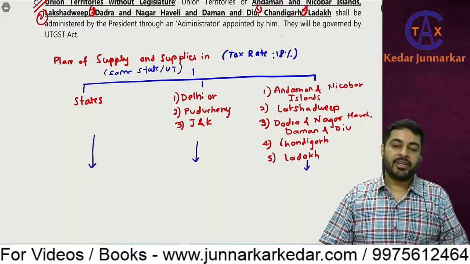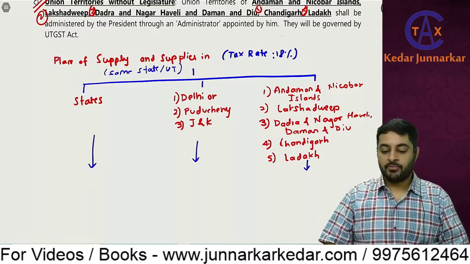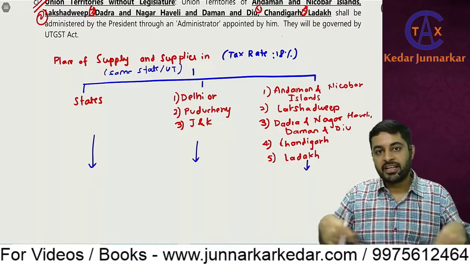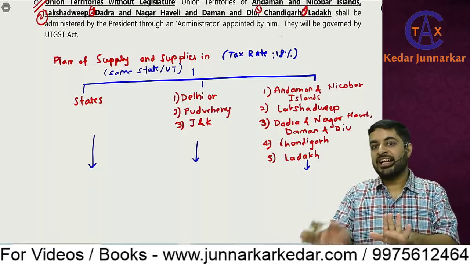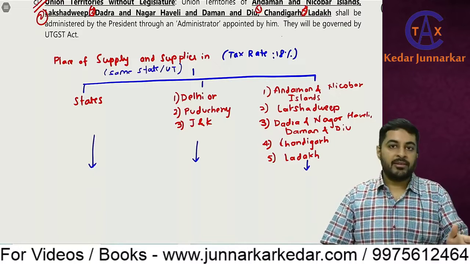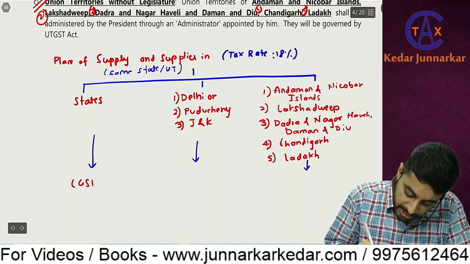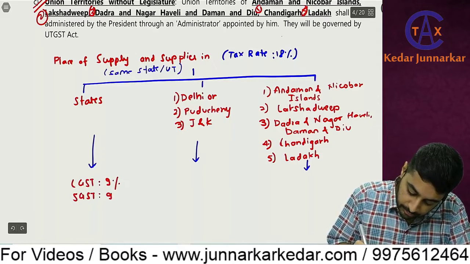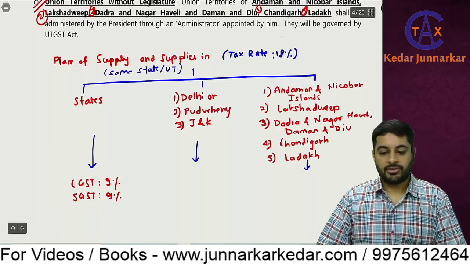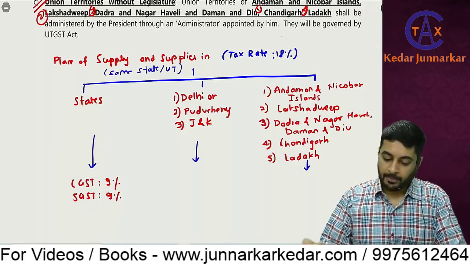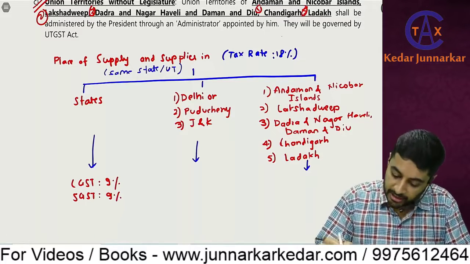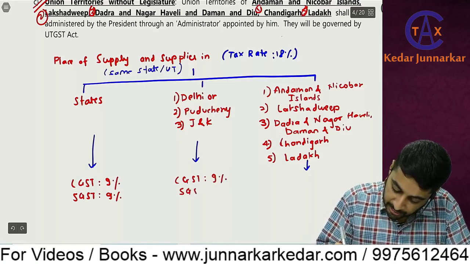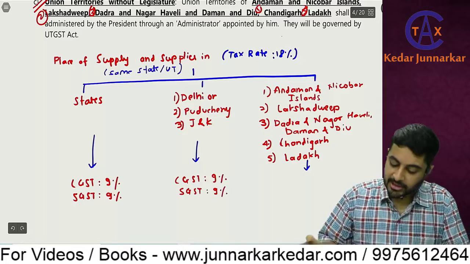So in exams, sometimes they will give a GST rate of 18%. Then you have to find out whether it is interstate or intrastate. If it is intrastate, means within one state, then you should not charge 18% directly. It is 9% CGST and 9% SGST. If it is in Delhi or Puducherry, then CGST 9% and SGST 9%.